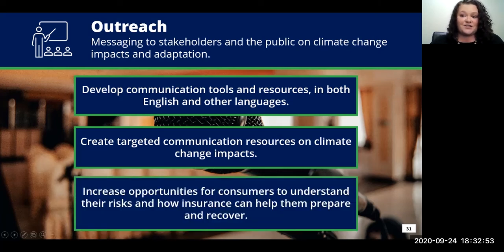The final action in this recommendation is to increase opportunities for consumers to understand their risks and how insurance can help them prepare and recover. As I discussed earlier, sea level rise can cause damage to property and possibly increase risk to residents. So providing information to them about the issues is important to help them choose the insurance that is best for them. An example of how this can be achieved is by adding information about sea level rise impacts to the Delaware Department of Insurance's flood insurance webpage. By updating the webpage, consumers can access information that can inform their insurance decisions from one place instead of needing to view multiple web pages.